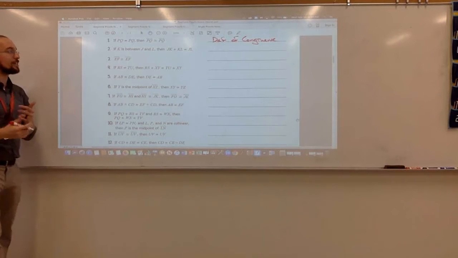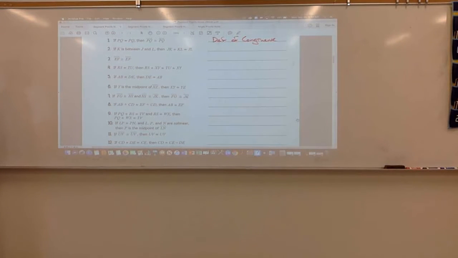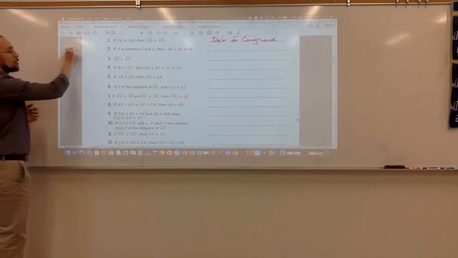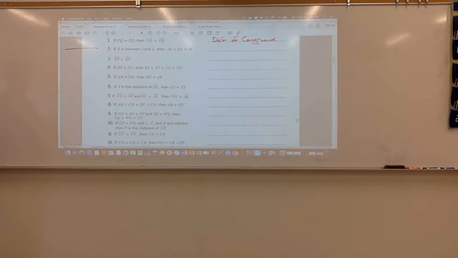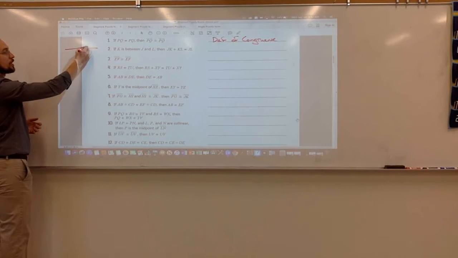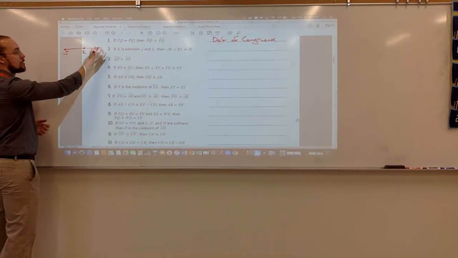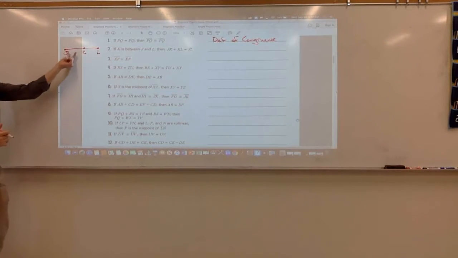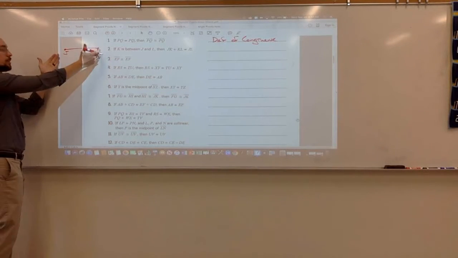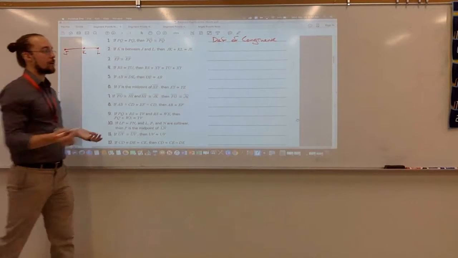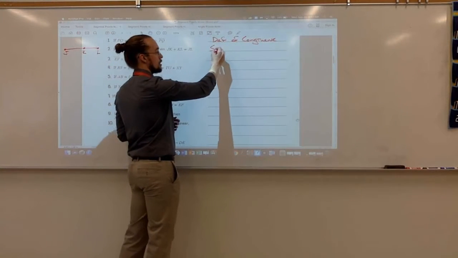Right. The second one, if K is between J and L. Okay, so it's always a good idea to sketch out what the statement says, so you can visualize what's happening. So it's just saying K is somewhere between J and L. Then they say JK plus KL equals JL. That was our segment addition postulate.